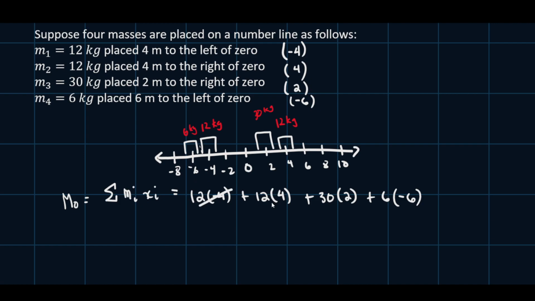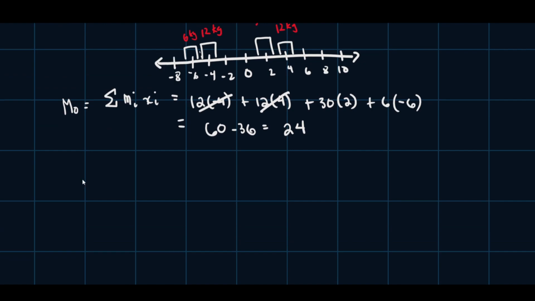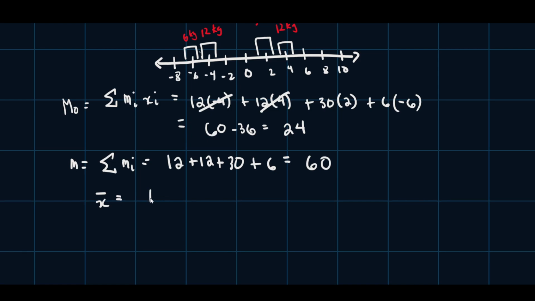Simplifying, these two will cancel out. Tapos we have 60 minus 36 or 24. Tapos our mass is equal to the sum of all the individual masses. So this is 12 plus 12 plus 30 plus 6, or we have 60. So the center of mass will be given by the moment over the mass, or 24 over 60, or 2/5.